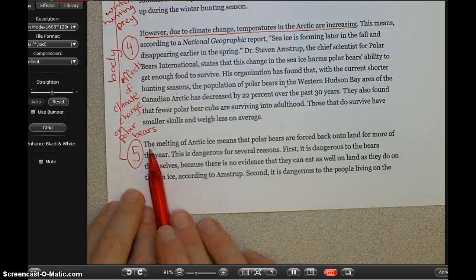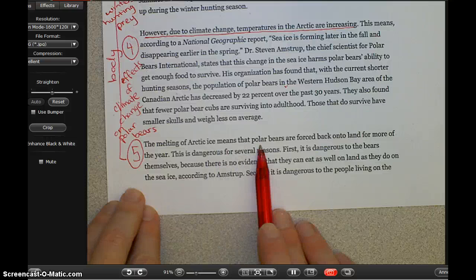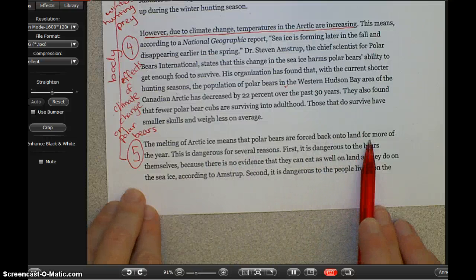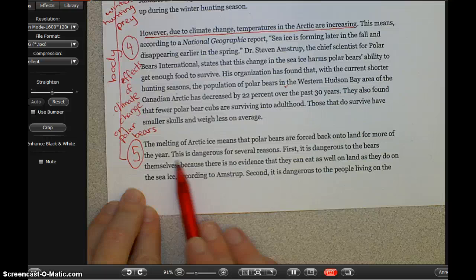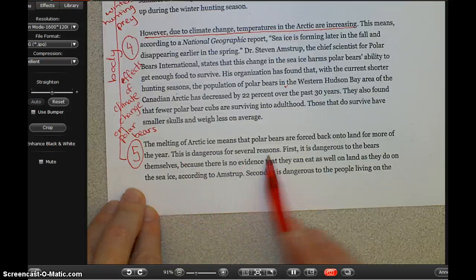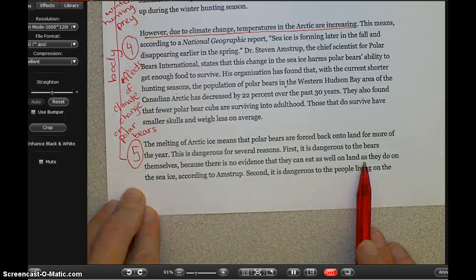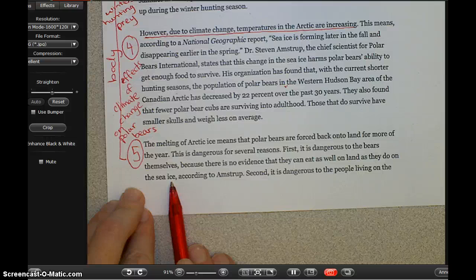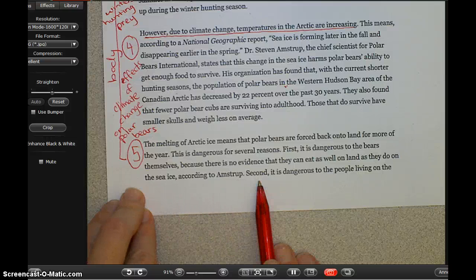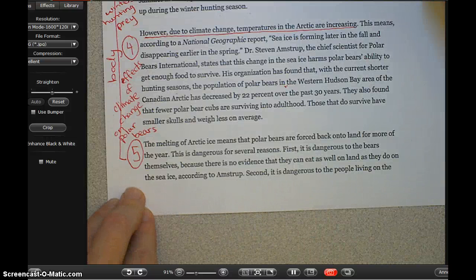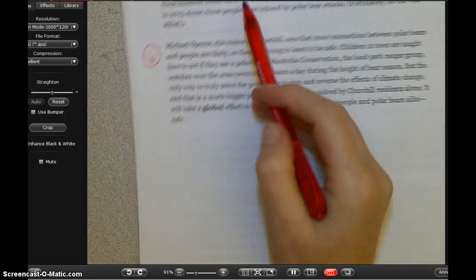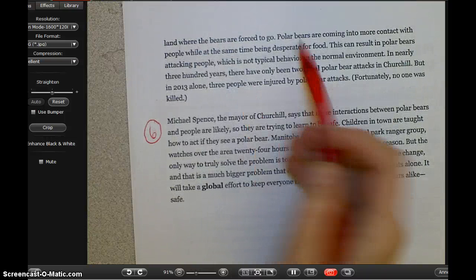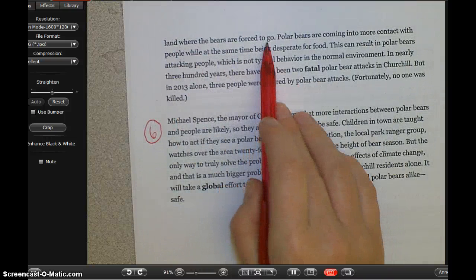Here we go. The melting of Arctic ice means that polar bears are forced back onto land for more of the year. This is dangerous for several reasons. First, it is dangerous to the bears themselves because there is no evidence that they can eat as well on land as they do on the sea ice, according to Amstrup. Second, it is dangerous to the people living on the land where the bears are forced to go.